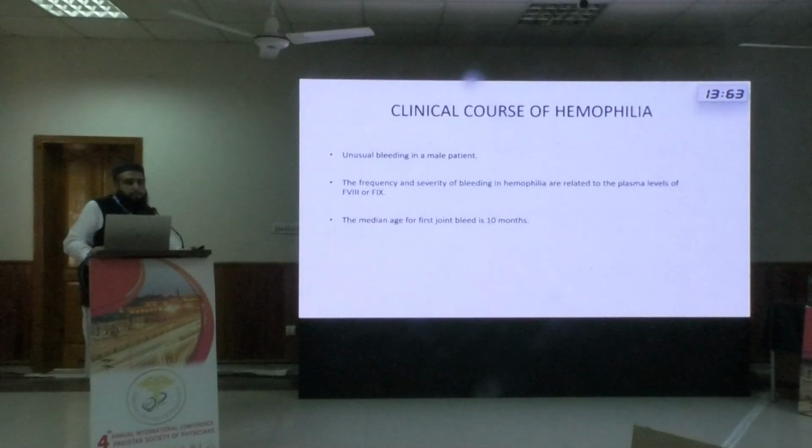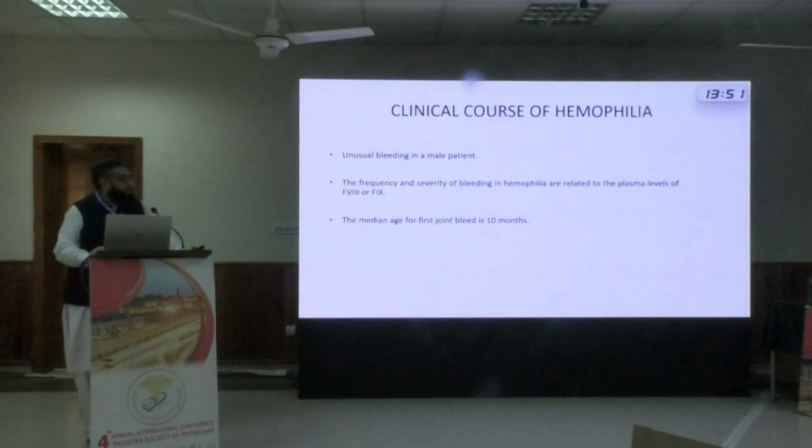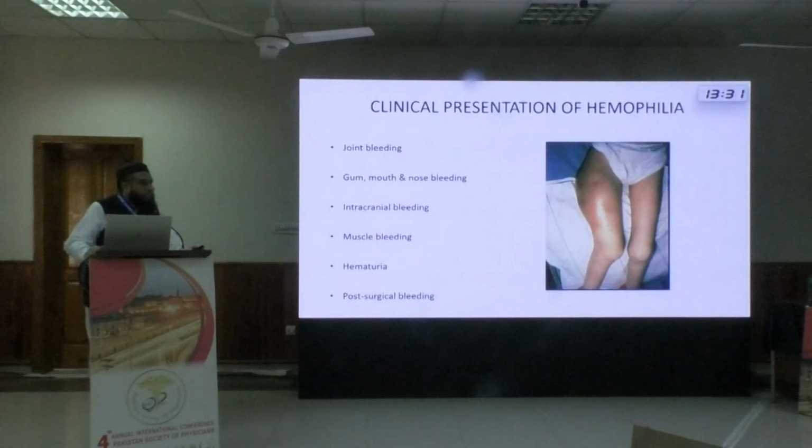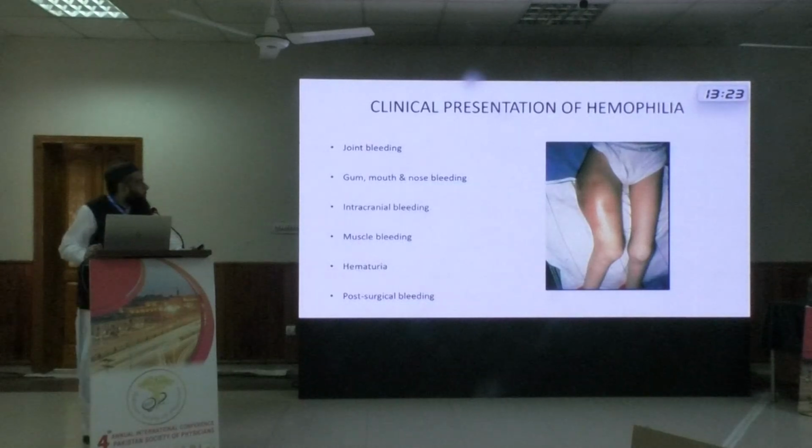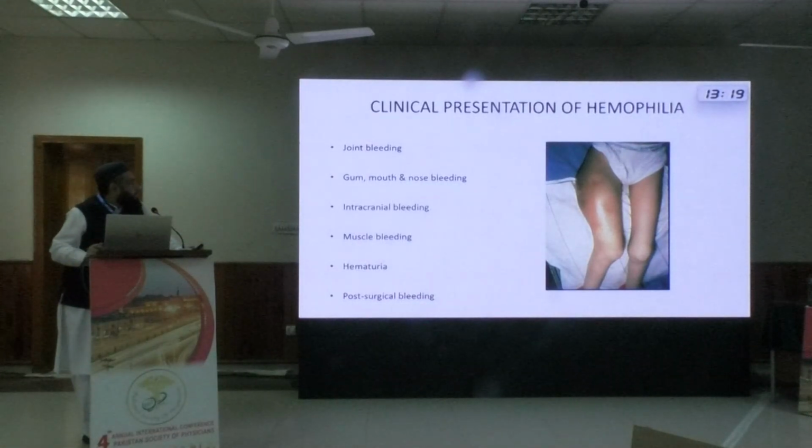Regarding the clinical course of hemophilia, it should be suspected whenever there is an unusual bleed in a male patient. The frequency and severity of bleeding depends upon the levels of the factors, and the median age of presentation is usually 10 months, which corresponds to the age at which the infant becomes mobile. Clinical presentations of hemophilia can be bleeds anywhere. Most common is joint bleed, hemarthrosis, then gum bleed, mouth and nose bleed, intracranial bleeding, muscle bleeding, hematuria, and post-surgical and post-traumatic bleed.